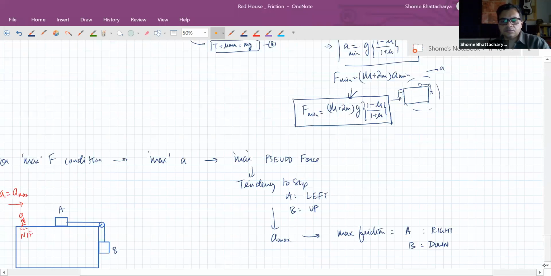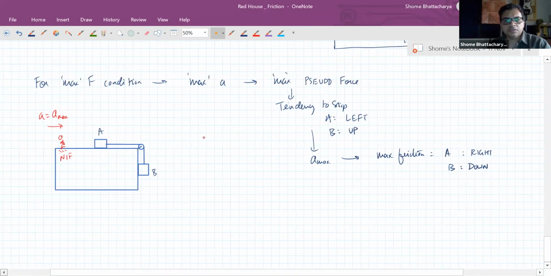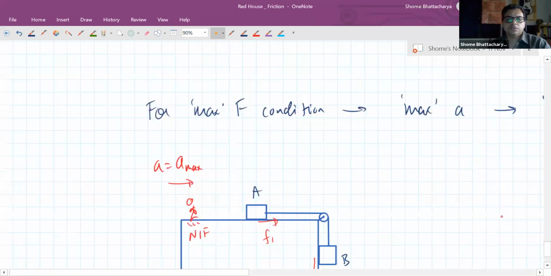Coming back to this maximum case now. So you understand this is what is going to happen. This has a tendency to slip towards the left. So friction will act on this like this, and that too limiting friction. And this has a tendency to slip up because the pseudo force acting on this guy is too much. So friction will act on this like this. Okay. So the whole thing will be something like this now.